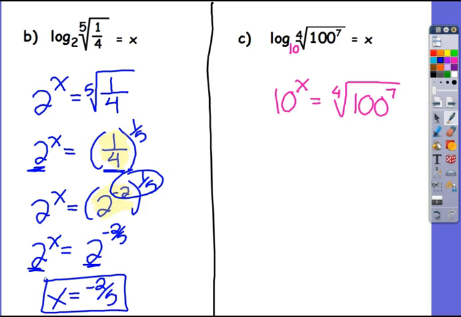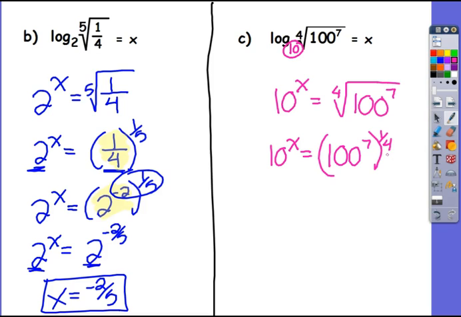-2/5. On the second one, this is a common log. I don't see a base, which implies that your base is 10. So I rewrote this as an exponential equation. 10 to the x power equals, well, again, the 4th root is the same as saying the 1/4 power, so I might make that move.